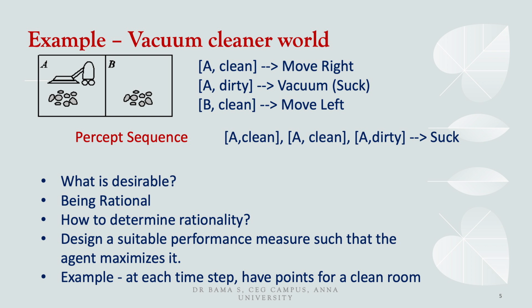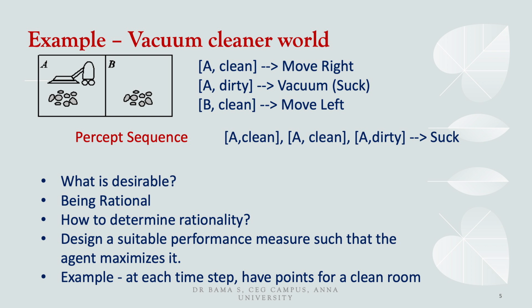If room A is clean, which is in square brackets, then the action that the vacuum cleaner should do is move right. If A is dirty, then the vacuum should suck. If B is clean, then it has to move left and check for the other room.